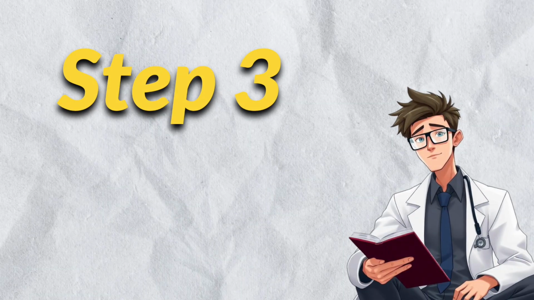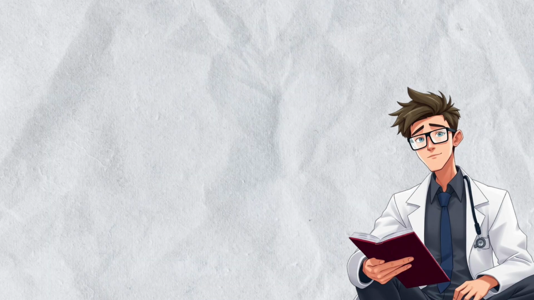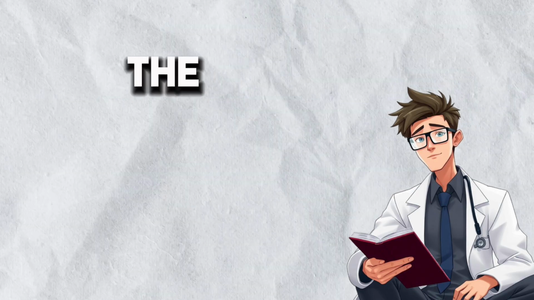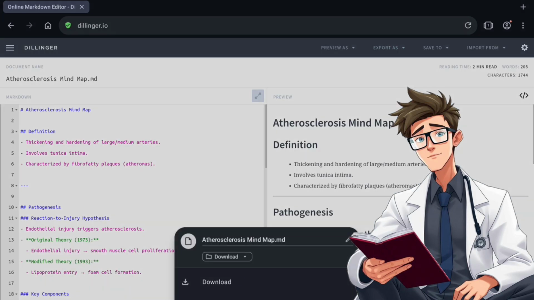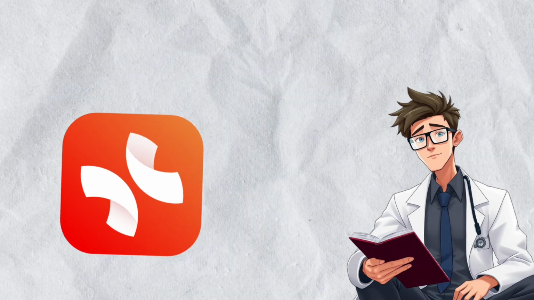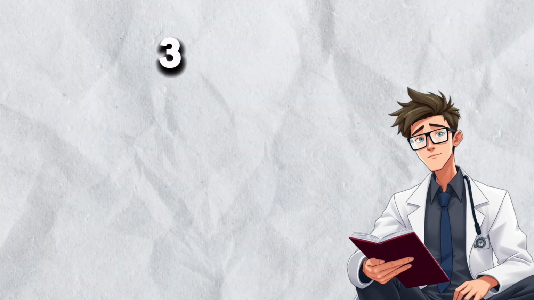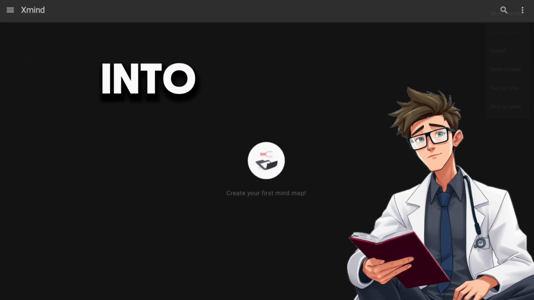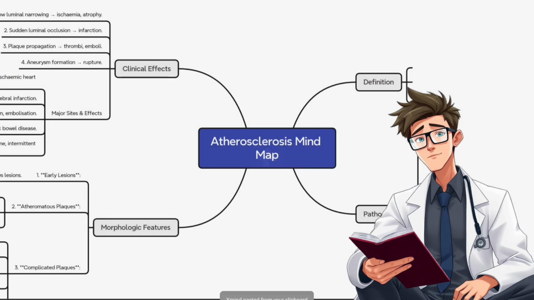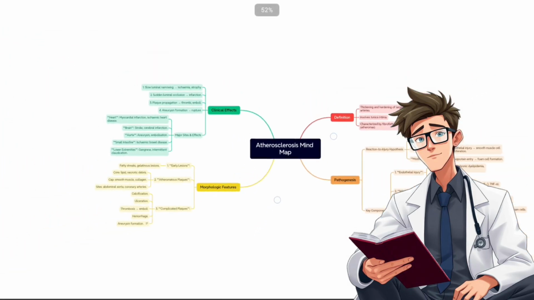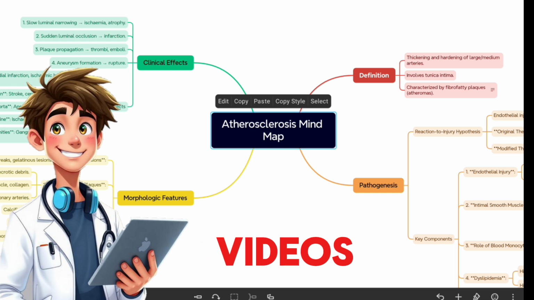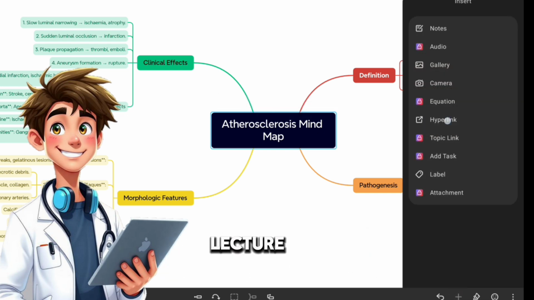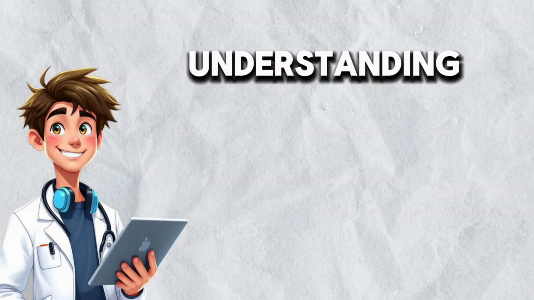Step 3. Export and import into Xmind. Once you have the mind map in Markdown format, the next step is to make it visually interactive. 1. Use a tool like Dillinger.io to save the Markdown file from ChatGPT. 2. Open Xmind, one of the best mind mapping tools available. 3. Import the saved Markdown file into Xmind. Now your plain text mind map becomes a fully interactive and editable visual diagram. Want to go a step further? Add links to YouTube videos, journal articles, or lecture slides to each branch for deeper understanding.